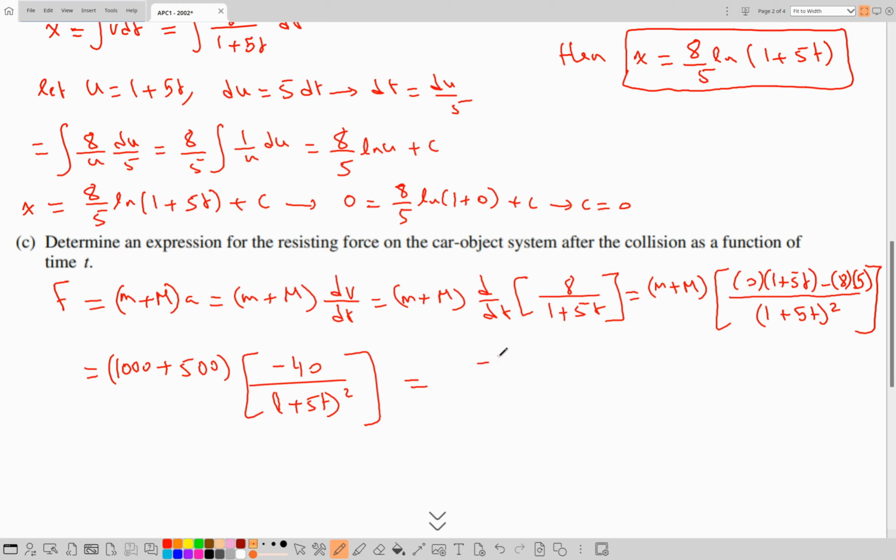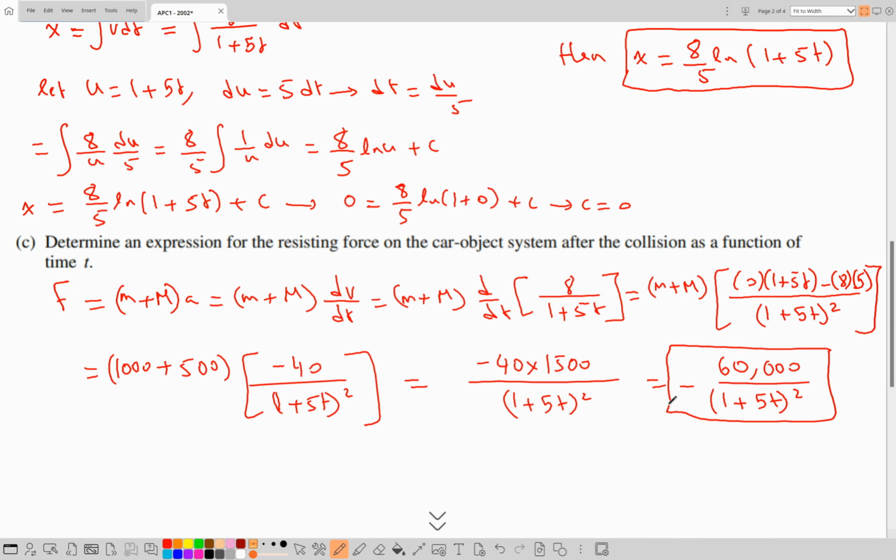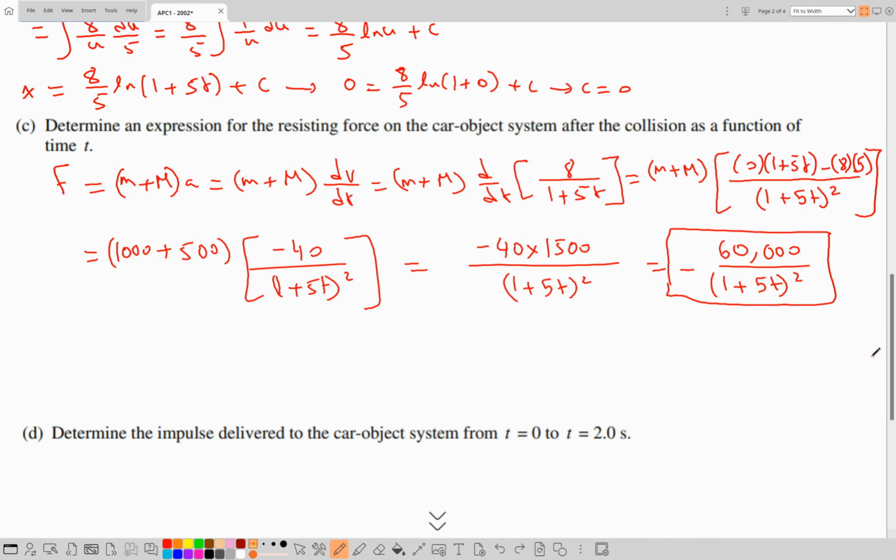Now that would be minus 40 multiplied by 1500 over 1 plus 5t squared, and that would be basically minus 60,000 divided by 1 plus 5t squared. Now here there is no need to represent any unit, because the resisting force itself is expressed in terms of another parameter. And if you want to put it in, that would be newtons.